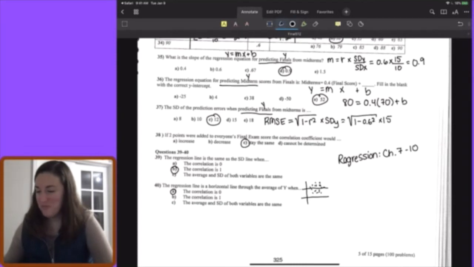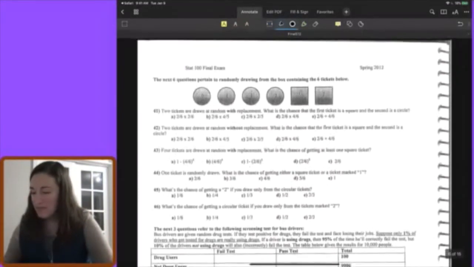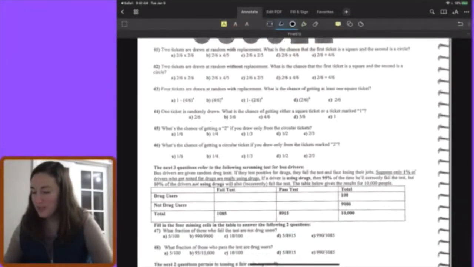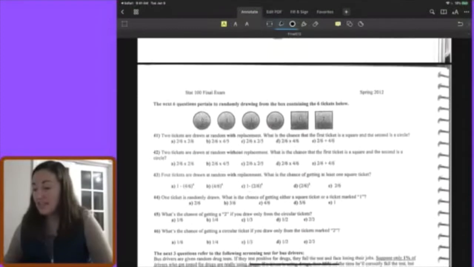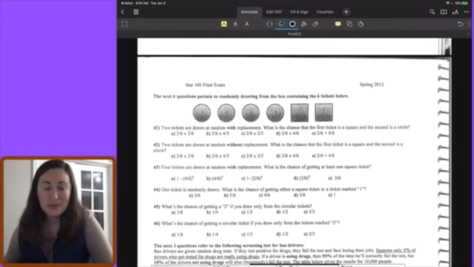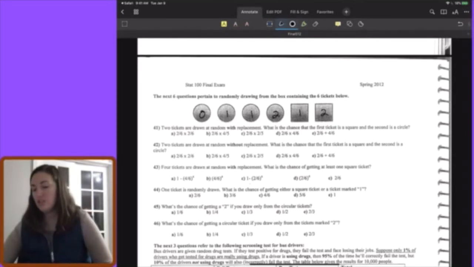All right, moving right along. These next questions are probability questions. This was the last part of exam 2, probability. And here we have a box. This is kind of hard to read. This is 0, 1, 1, 2, 1, and 2. So we have a box.